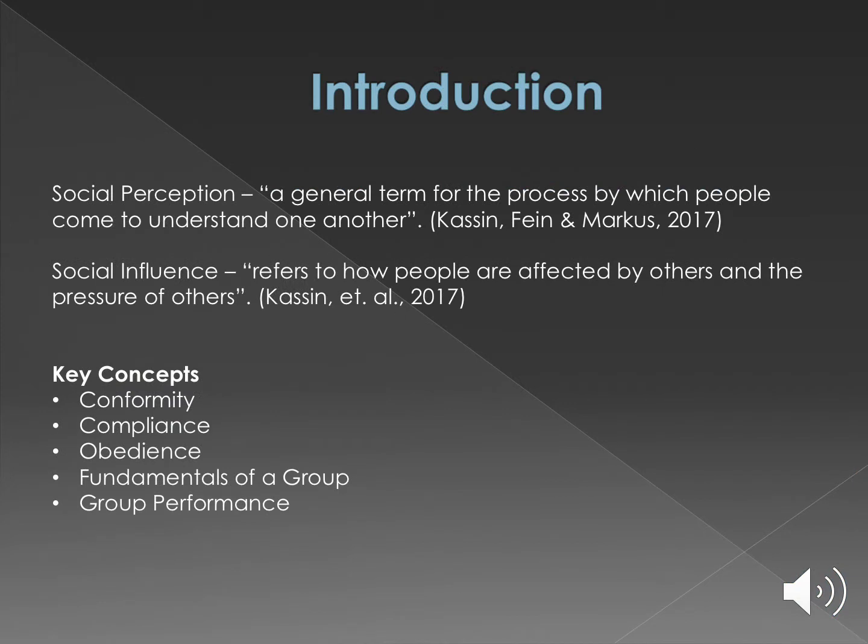Social perception is a general term for the process by which people come to understand one another. Social influence refers to how people are affected by others and the pressure of others. This week we visited some main concepts about social perception. These concepts are conformity, compliance, obedience, fundamentals of a group, and group performance.